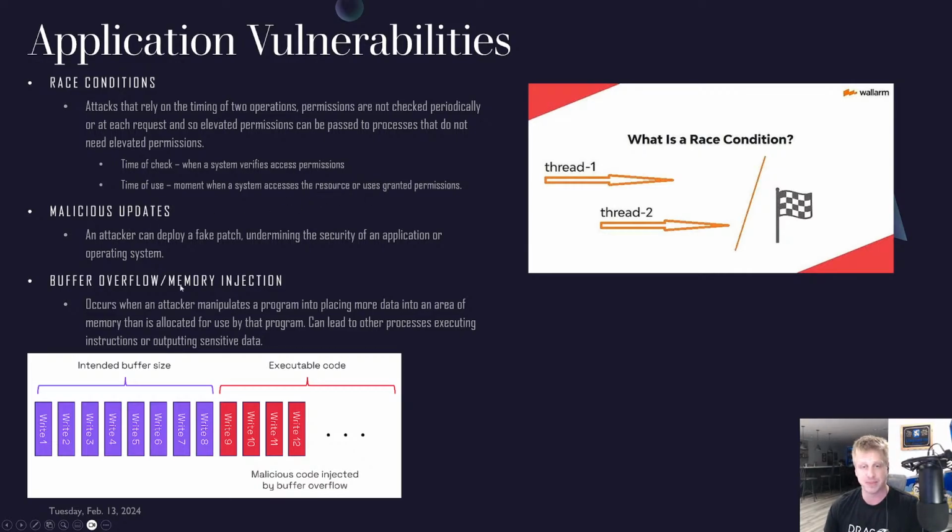Malicious updates. This is something that code signing would resolve. Essentially, an attacker being able to deploy a fake patch, putting in their own backdoor, putting in a weakness that they can exploit to get data leaks, that kind of stuff.